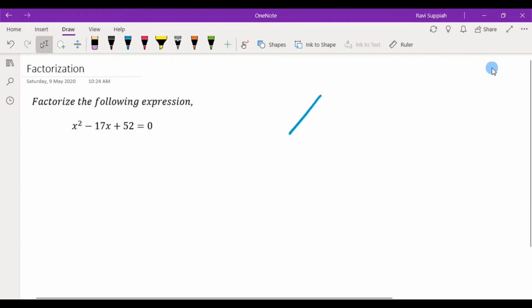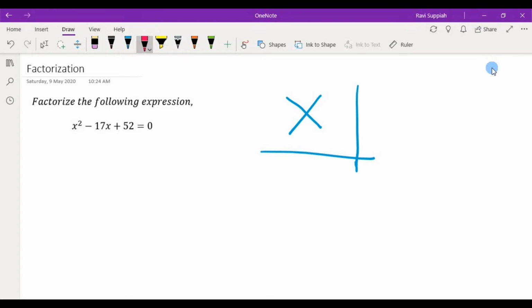So the cross method basically involves putting a cross, and we have three columns. For the first column, we want an outcome of x squared, which corresponds to the square term in the expression. The second column corresponds to the constant term here, which is plus 52. And the last column corresponds to the x term, which is negative 17x. Now what we want to do is fill up these crosses such that we get the corresponding result in the columns below here.